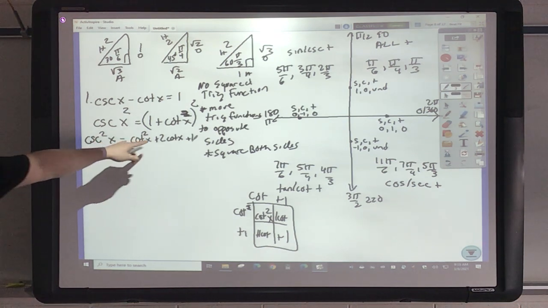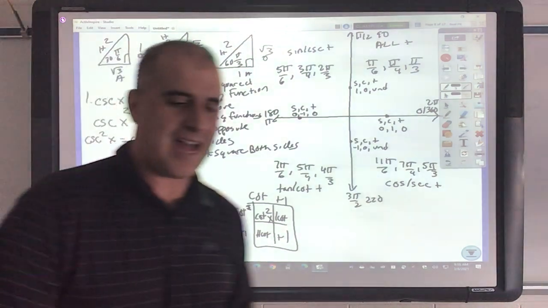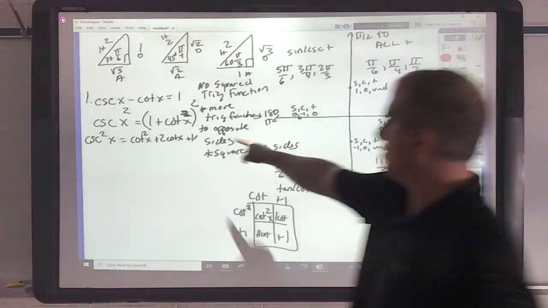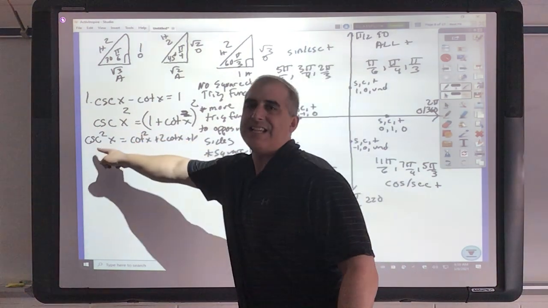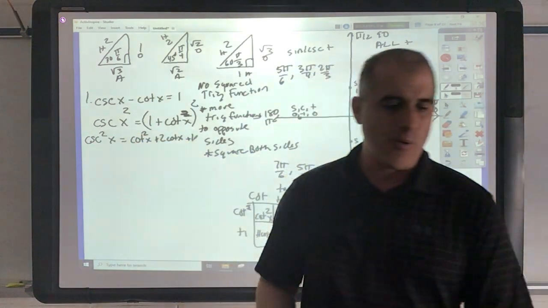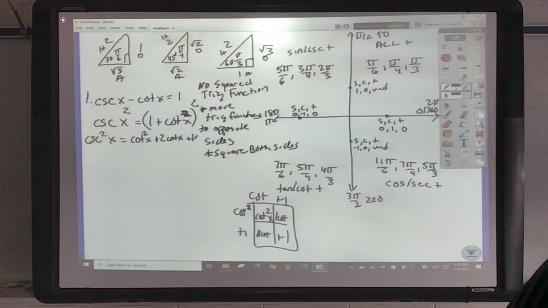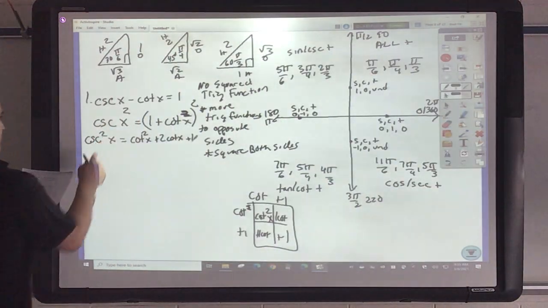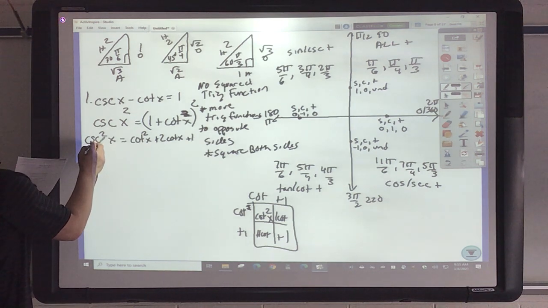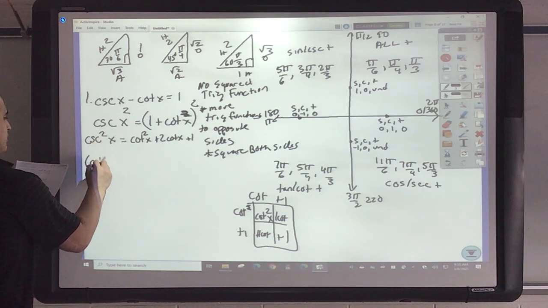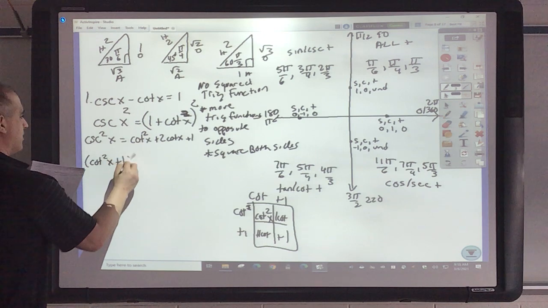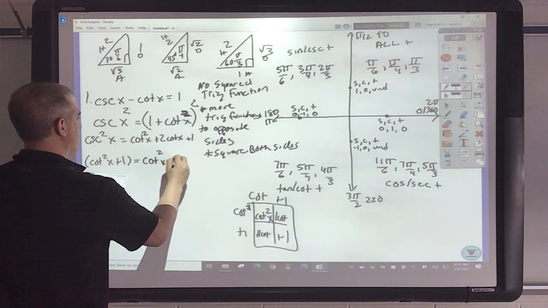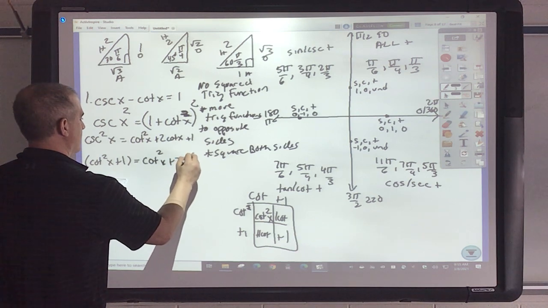Now, what you're going to want to do, since we have this part, I'm going to want to make this into cotangent. That way I can then organize everything. So what does cosecant squared equal to? Cosecant squared is equal to cotangent squared x plus 1. So I got this: cotangent squared x plus 2 cotangent of x plus 1.